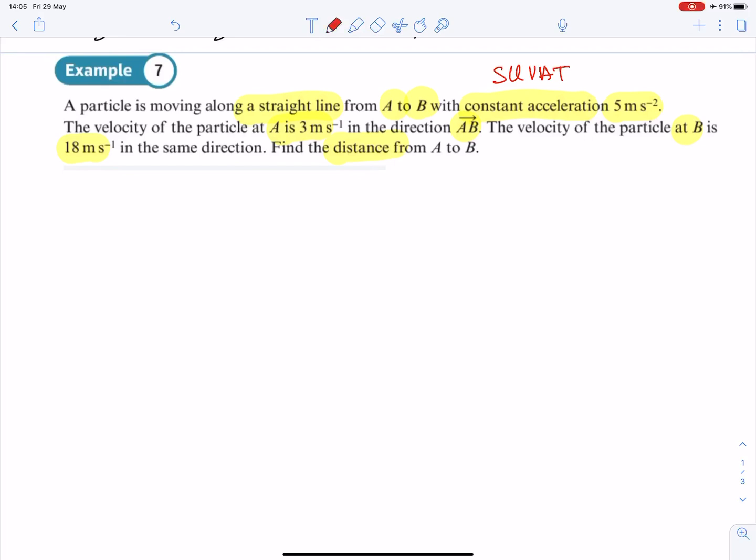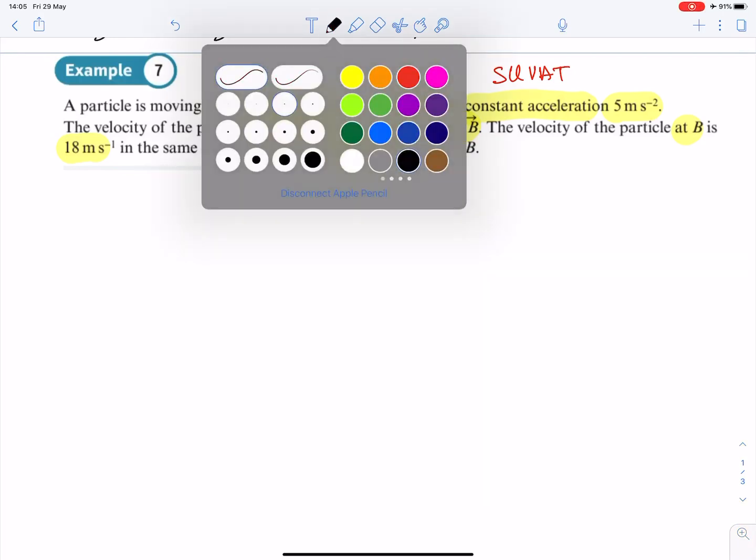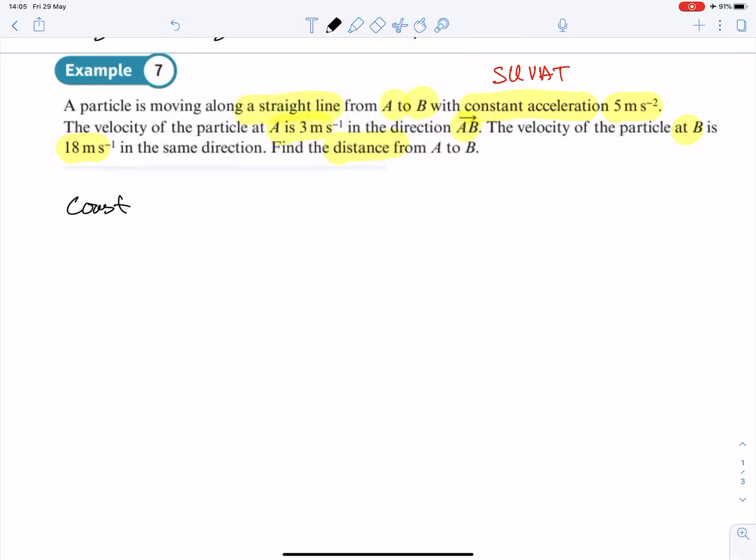So we could draw that, or we should be able to do this just by lifting out the information. So we know it's constant acceleration. We acknowledge that. And we're told a equals 5 from the question. At A, which is the first place, that's going to be our initial speed, u is 3. At B, the final speed, v is 18. And we've been asked for the distance s. All I've done is read through the question again to lift out the information. So a, u, v and s, we want the equation without t.